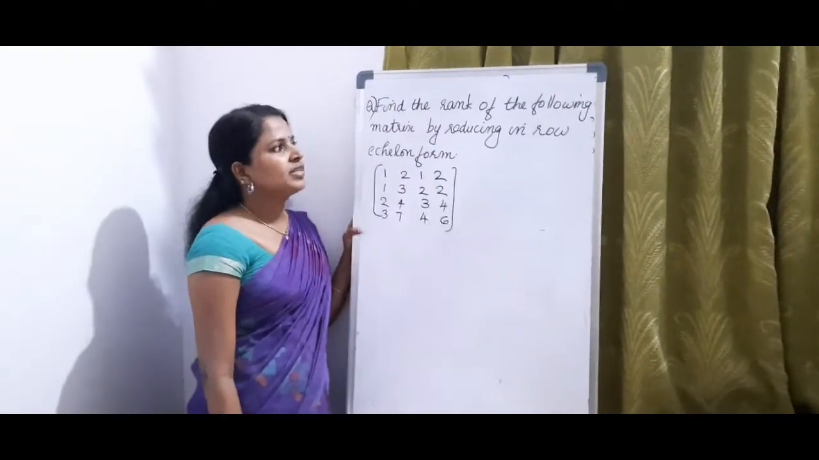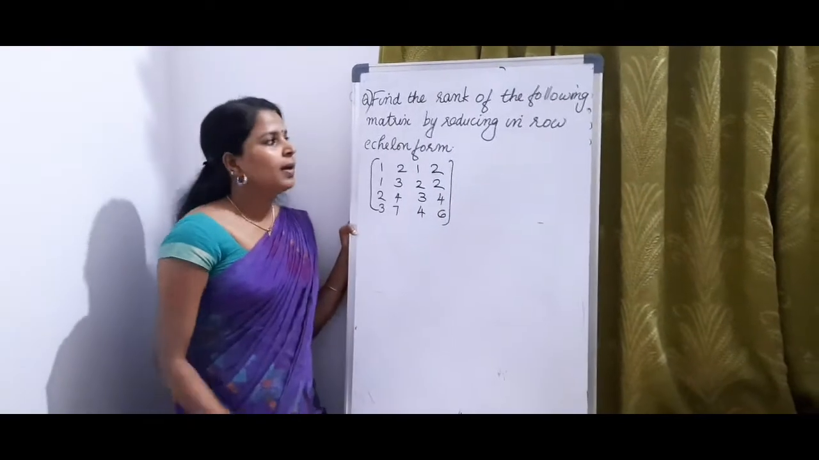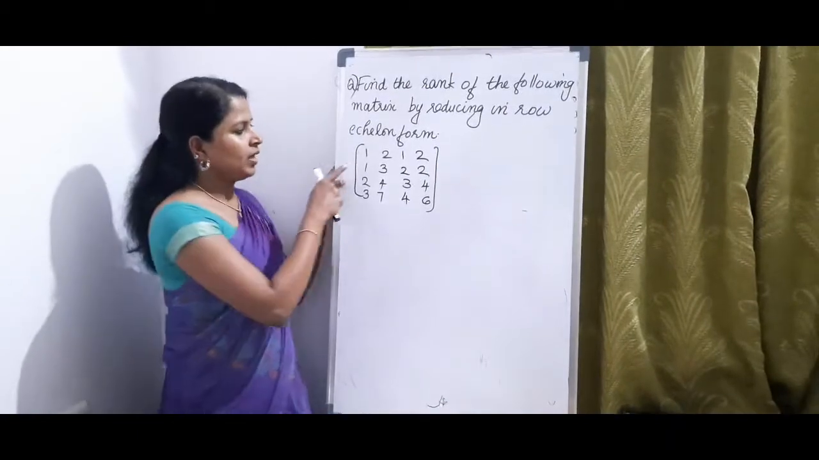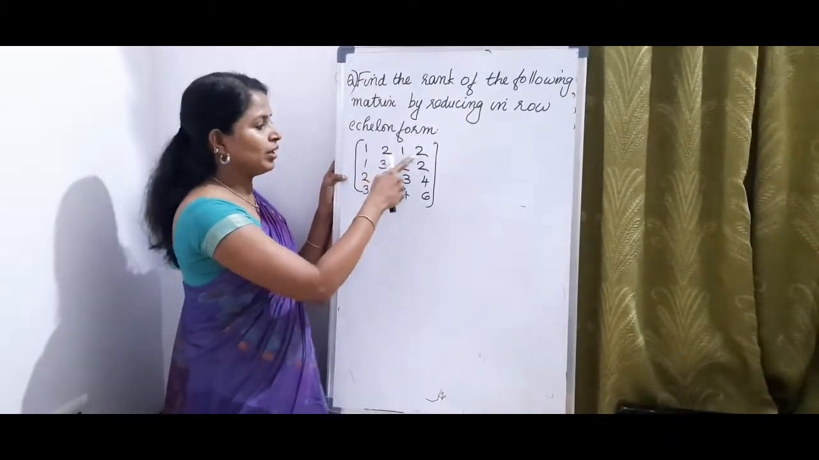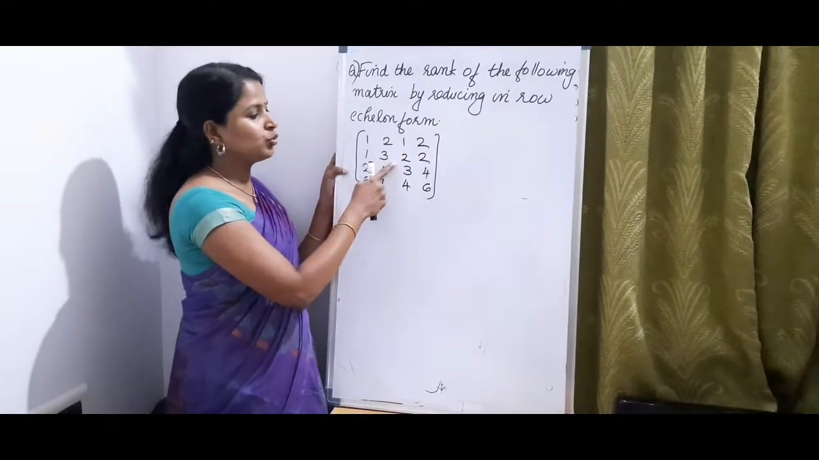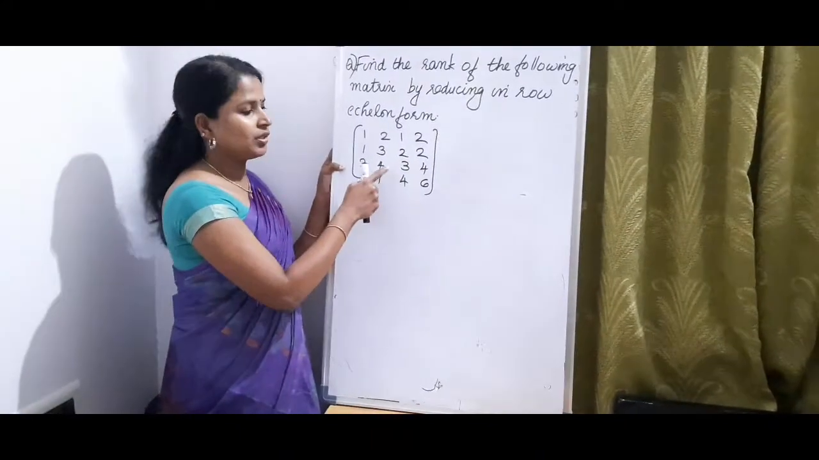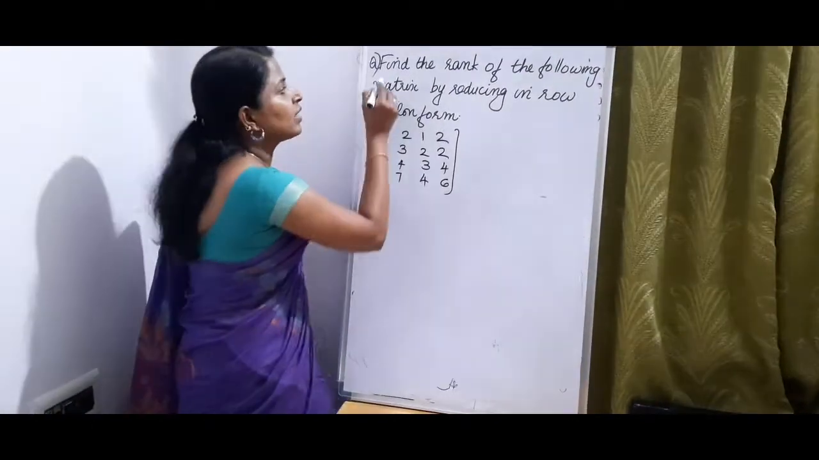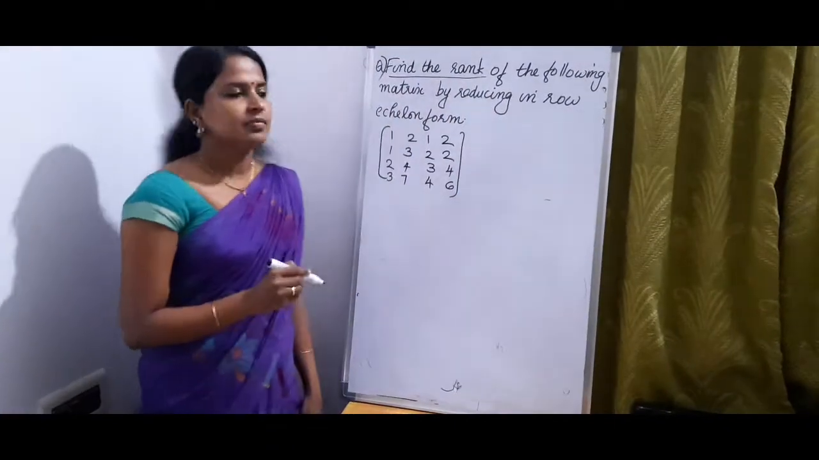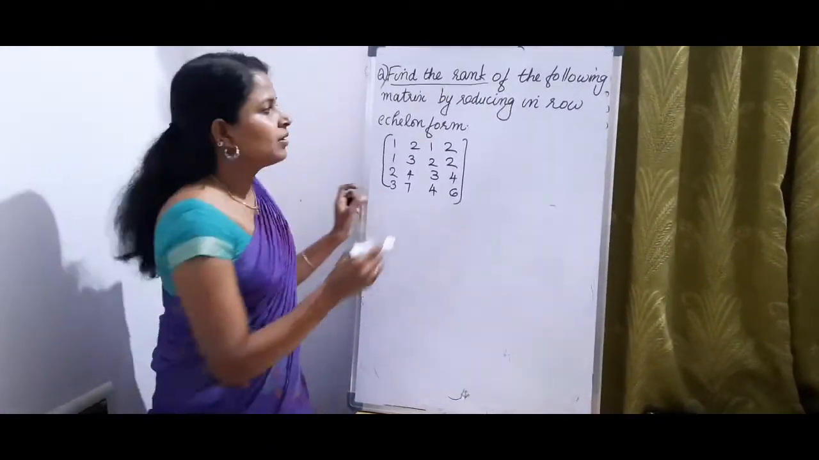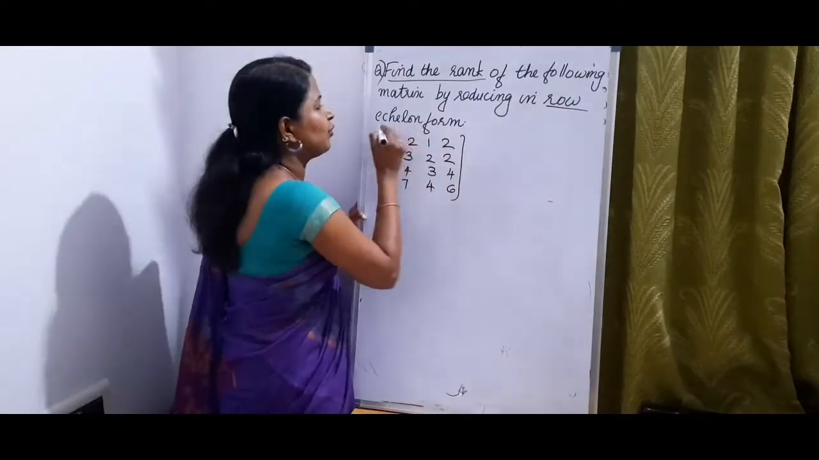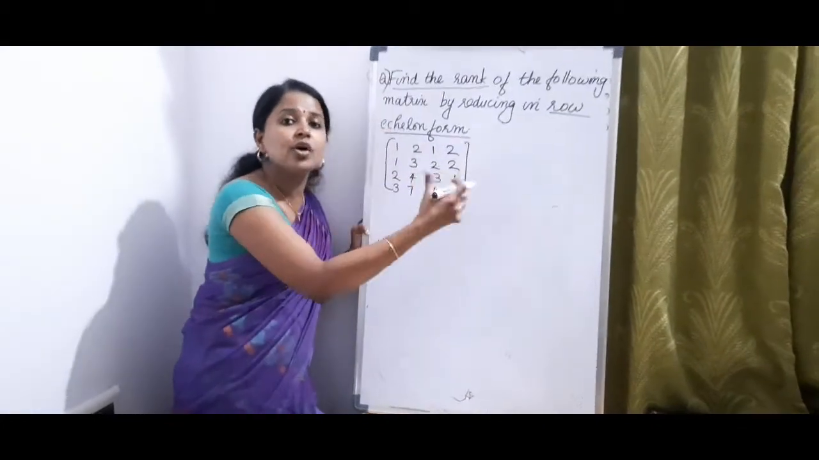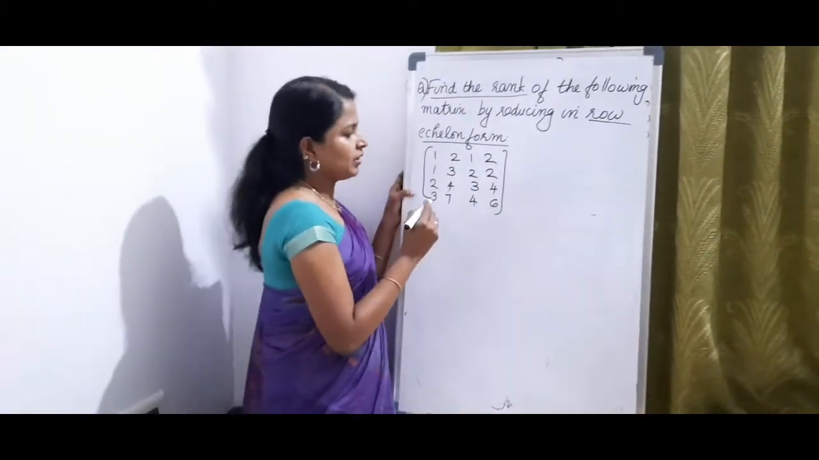Problem. Find the rank of the following matrix by reducing it to row echelon form. Here the matrix is 1 2 1 2, 1 3 2 2, 2 4 3 4, 3 7 4 6. Here we find the rank of this matrix by reducing it to row echelon form. For that, we reduce this matrix to the row echelon form.